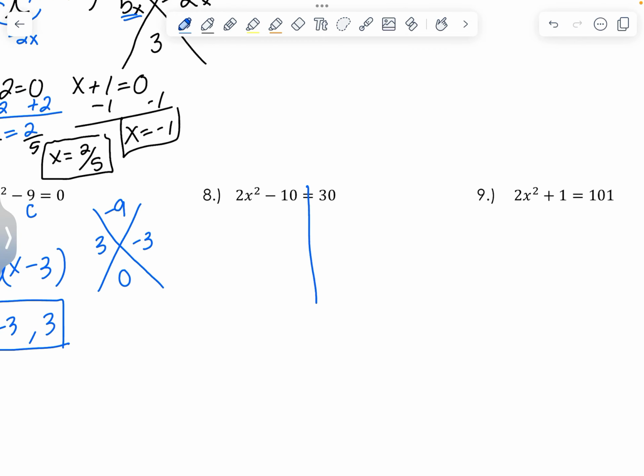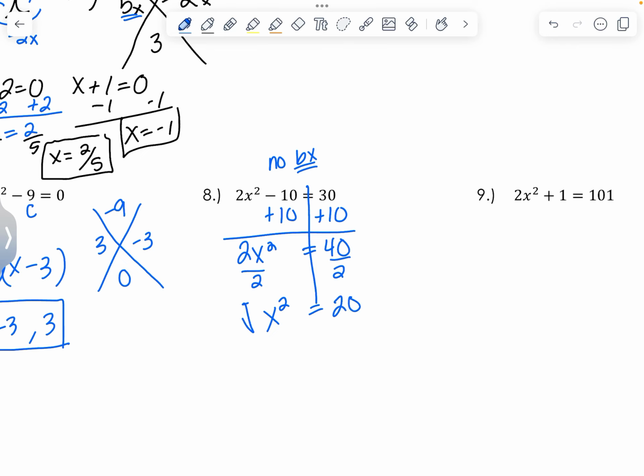And then notice on this one, there's no bx or no single x. So this one you solve with inverse operations. Almost. So you add 10 to start, then divide by 2. And you get 20. Then take the square root.